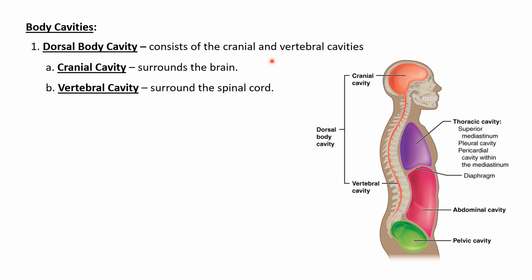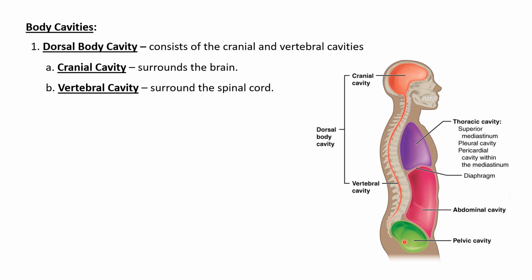So the dorsal body cavity consists of the cranial cavity, which surrounds the brain, and the brain's in it, and then the vertebral cavity, which is going to contain the spinal cord. And you'll notice there's vertebrae which surround the vertebral cavity, and then the spinal cord runs inside of that. So the dorsal body cavity is in the back, and it's made up of these two cavities.